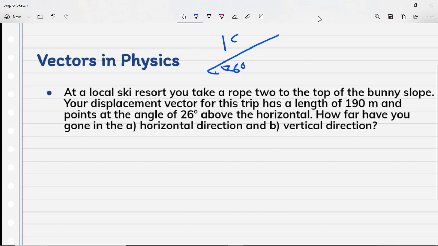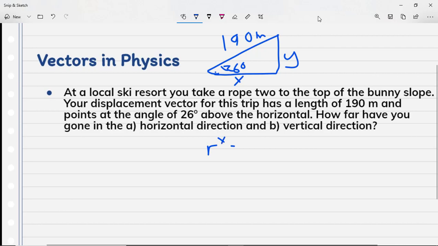And we know that this is 190 meters. The question is asking for what is x and what is y. So it's very straightforward how we can go through and calculate and solve these types of problems. Recall some of the previous formulas that we've looked at.